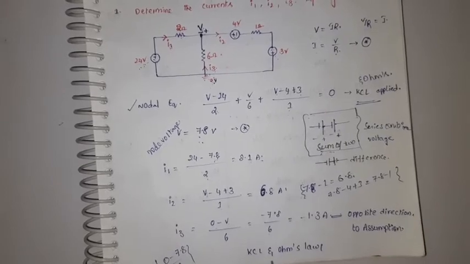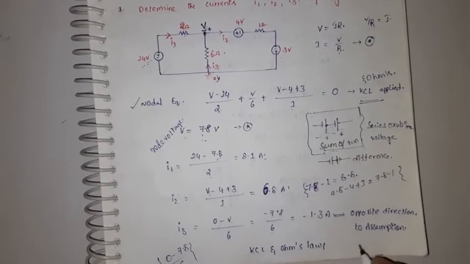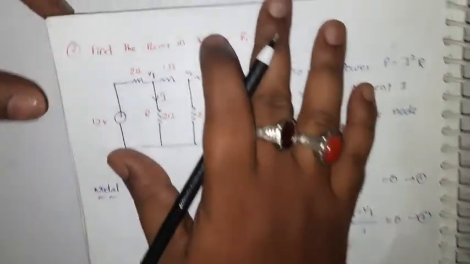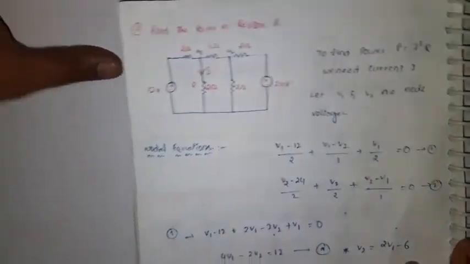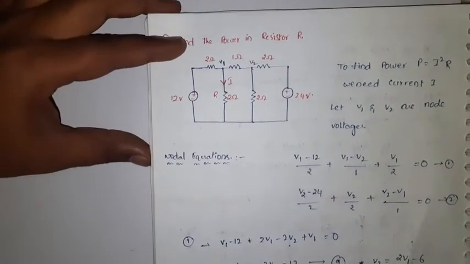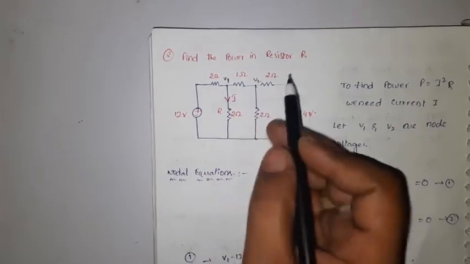So we have solved one problem by applying KCL and Ohm's law together to analyze nodal analysis. So let us move to another problem. I think if we understand these two problems, you are going to do any kind of problem by using nodal analysis. Find the power in resistor R.